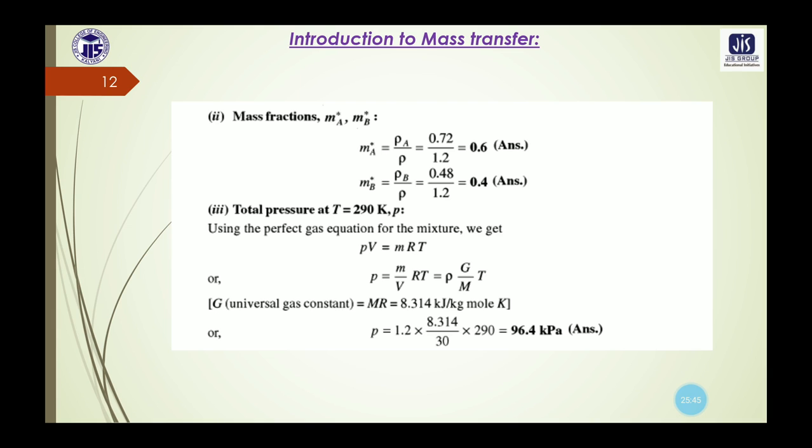And for the last part of the numerical, we need to calculate the total pressure considering the temperature of 290 Kelvin. Using the perfect gas equation, PV equals mRT, so P equals rho RT. Again R equals G by M, so P equals rho G T by M. Now G, the universal gas constant, is 8.314 kilojoule per kg mole Kelvin.